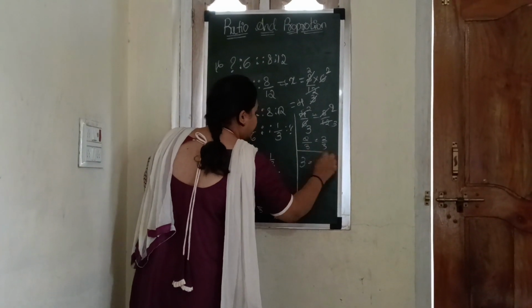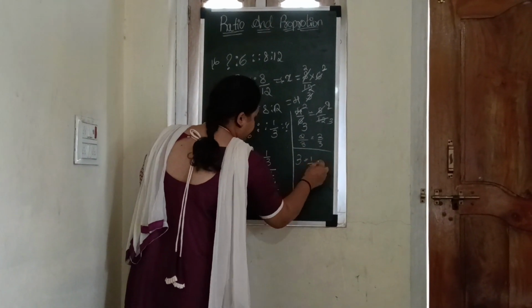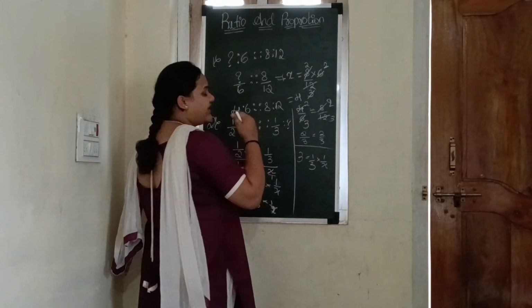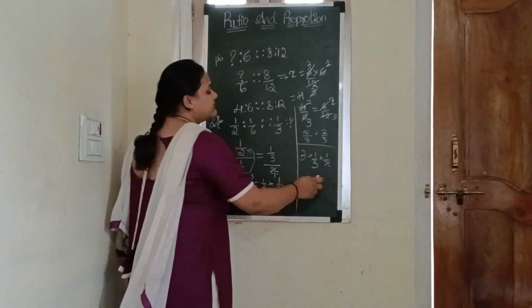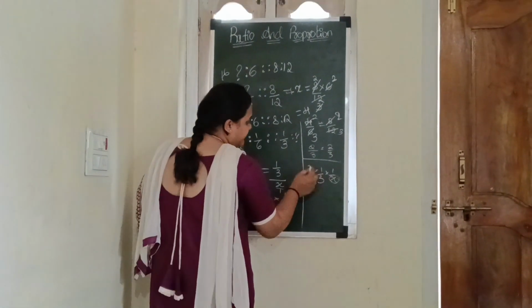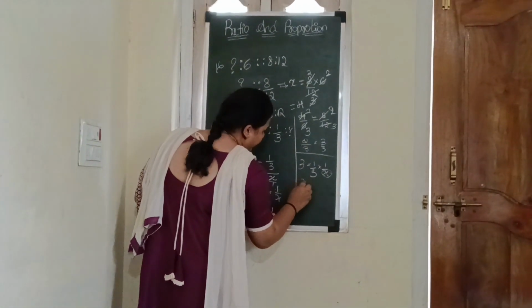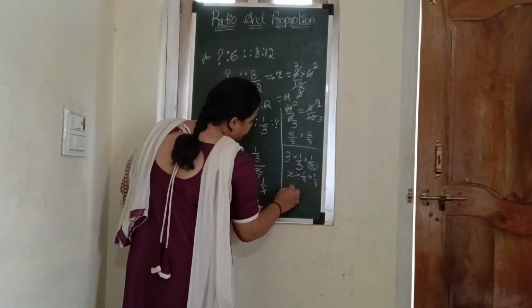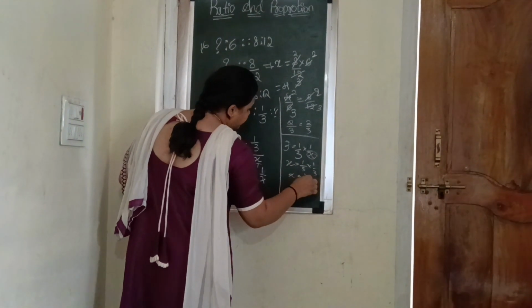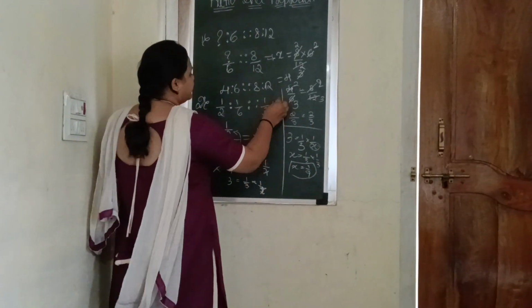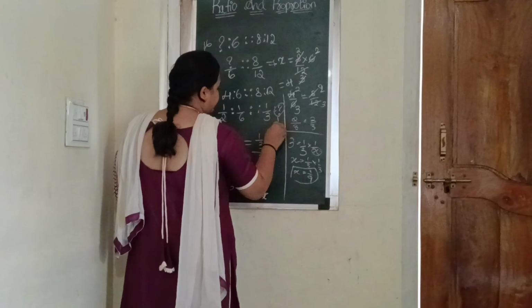3 is equals to 1 by 3 into 1 by x. If we take the reciprocal, the x term should be in the numerator. So when we send this to here, x is equals to 1 by 3 into 1 by 3. So x is equals to 1 by 9. Here the question mark value is 1 by 9.